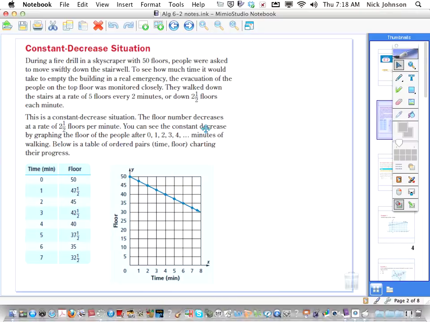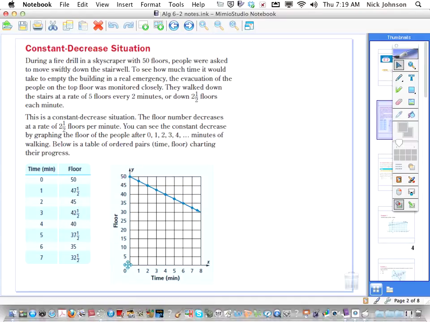You can see the constant decrease by graphing the floor of the people after 0, 1, 2, 3, 4 minutes of walking. Below is a table of ordered pairs, time to floor, charting their progress. So at 0 time, they were on the 50th floor. After the first minute, you take off 2.5 floors, and they're at 47.5. After 2 minutes, take off another 2.5, you get 45, so on and so forth. And that's how they got the graph.